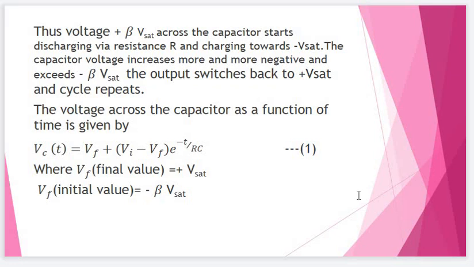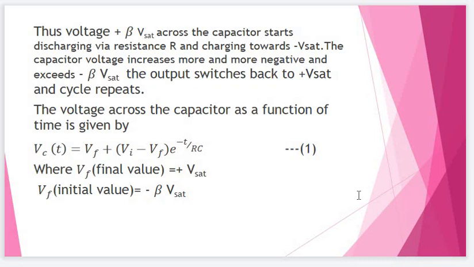Thus, voltage plus beta V saturation across the capacitor starts discharging via the resistance R and charging towards minus V saturation. The capacitor voltage becomes more and more negative and exceeds minus beta V saturation. The output switches back to plus V saturation and the cycle repeats.